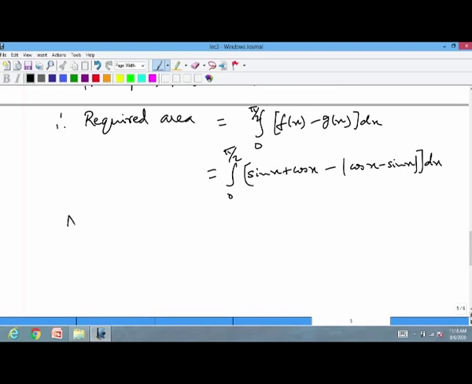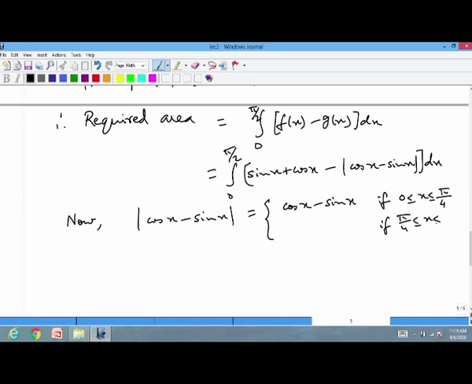Now, we have mod cos x minus sin x. This is equal to cos x minus sin x if cos x is greater than or equal to sin x, and that is if x is between 0 to pi by 4, we know that cos x is bigger than or equal to sin x. And for x between pi by 4 to pi by 2, sin x is bigger than cos x, so this will be equal to sin x minus cos x.